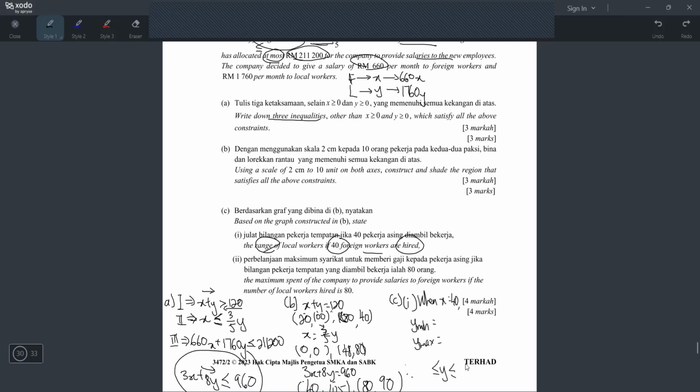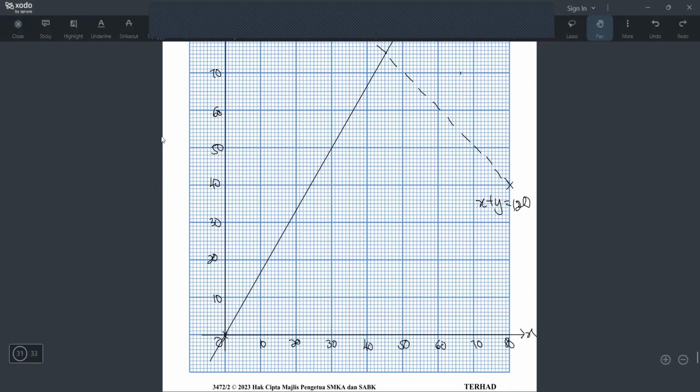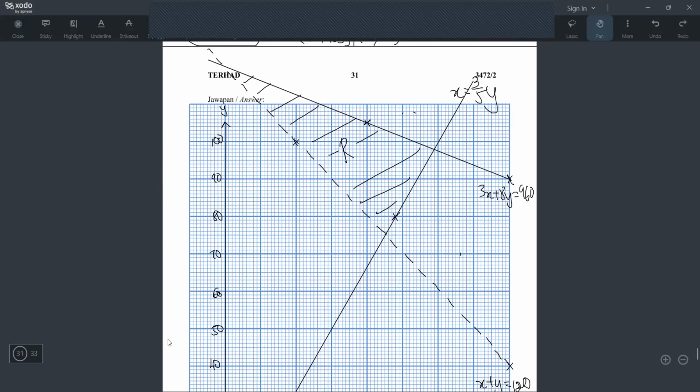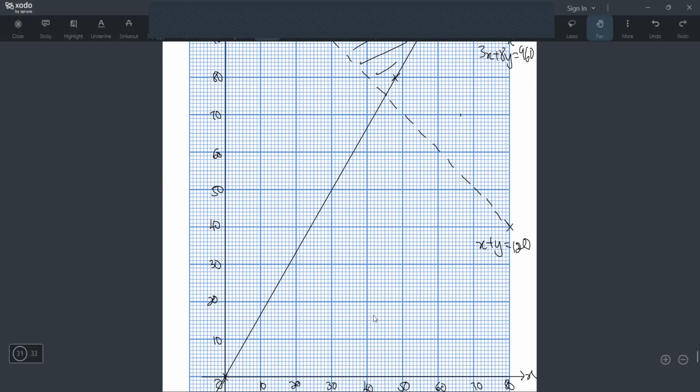That's why you need both minimum and maximum. Let's go to the graph and find x equals 40. I think it's here, 40, right? Luckily I can read the answer. So let's use a dotted line. x equals 40, just use a ruler and then draw the line.